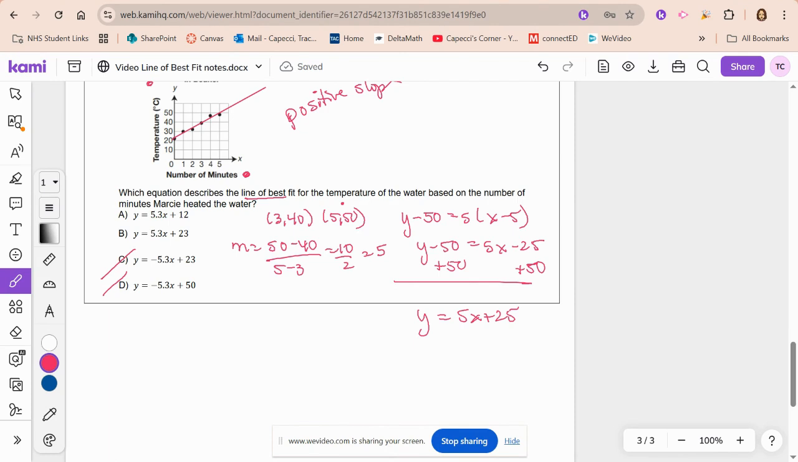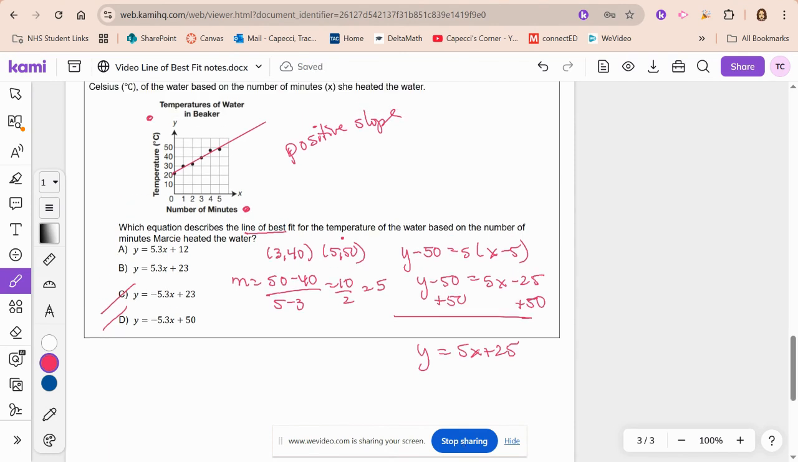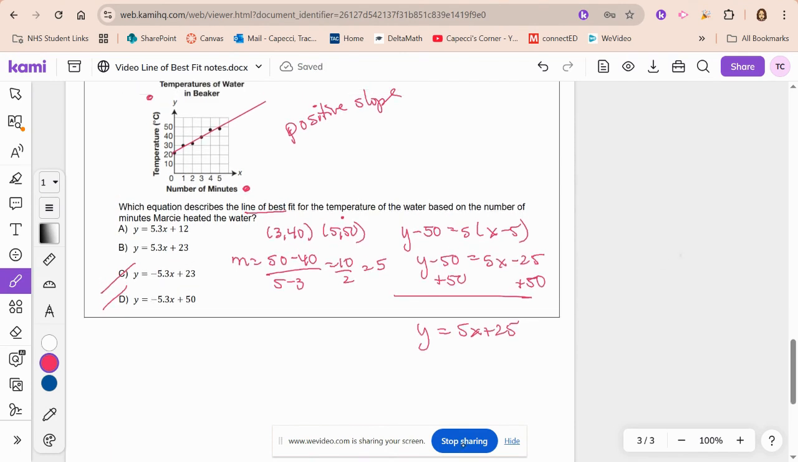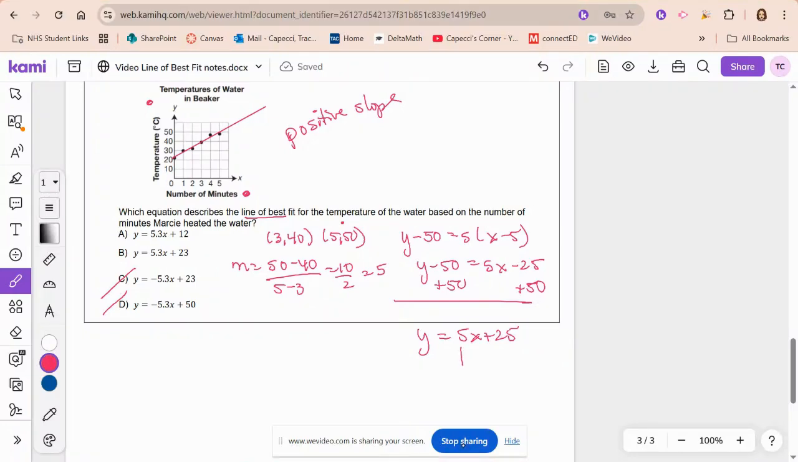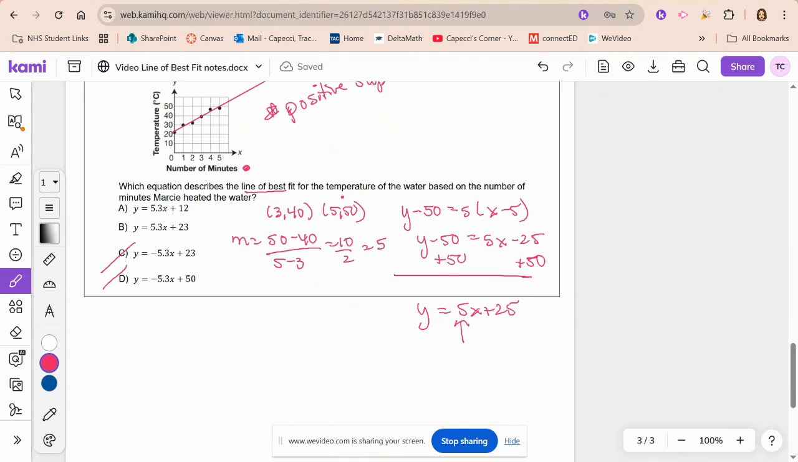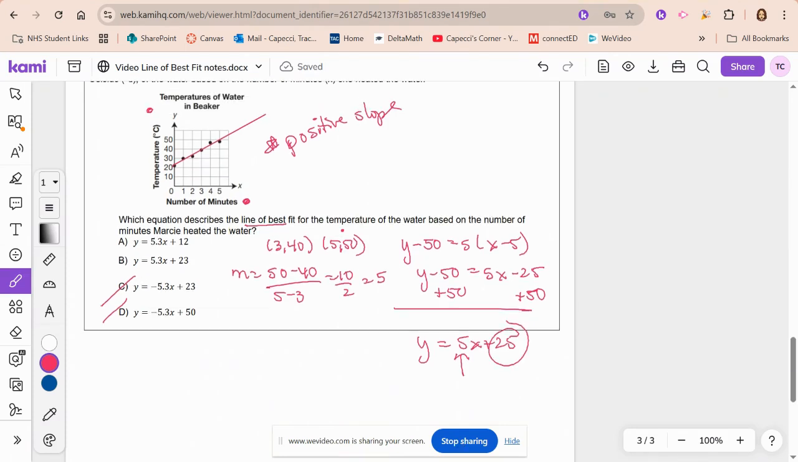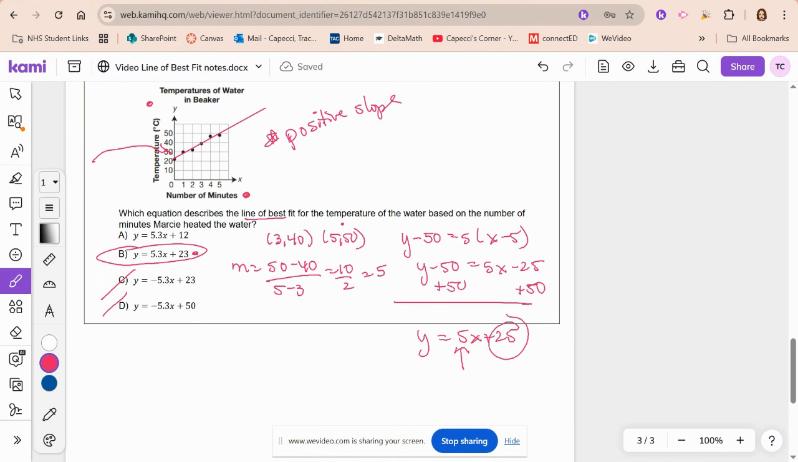Now, when I look at my answers, I don't have exactly that, but I do want to compare a couple of things. First of all, I notice that my slope is positive, which is what I set up here. On top of that, my y-intercept is 25. 23 is a lot closer than 12. So I look at my y-intercept, and it looks like it is about 25, so I'm pretty good. It looks like about 20, but again, we know we're doing a line of best fit, not an exact fit, so we should be in good shape.